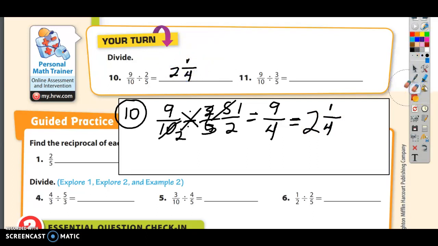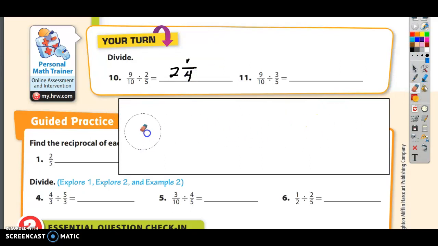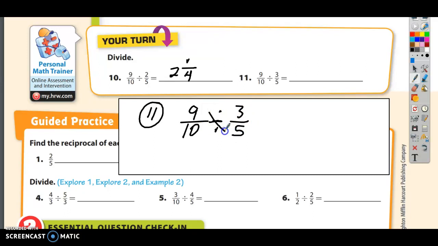Let's check out the next one. Number 11. 9/10 divided by 3/5 is the same thing as 9/10 times 5/3. I've got lots of things to simplify. This is going to be a total mess. I've got lots of things to simplify here.